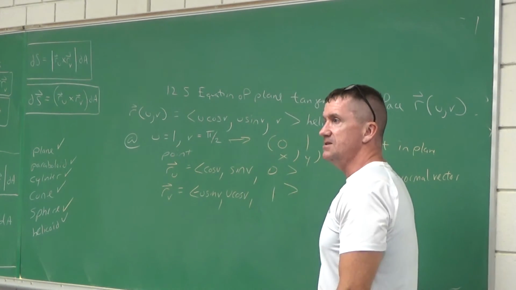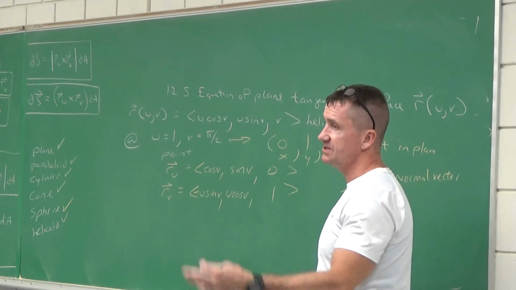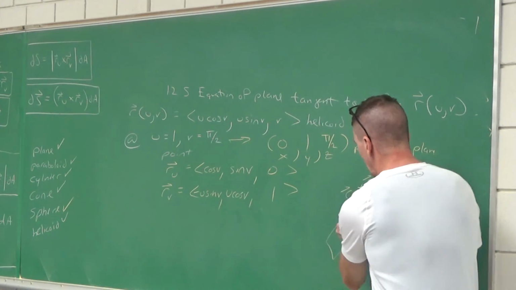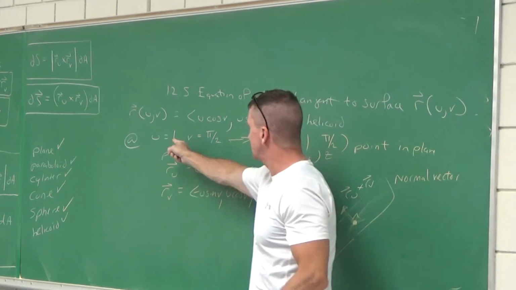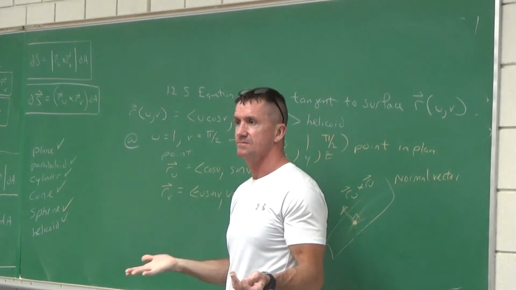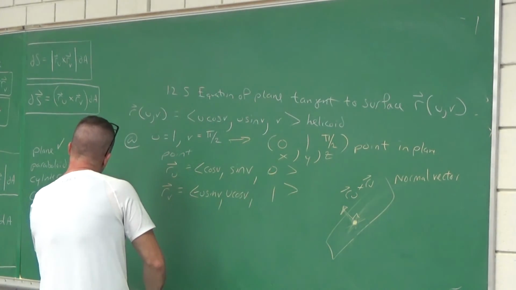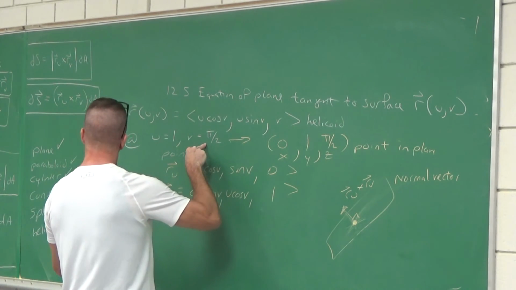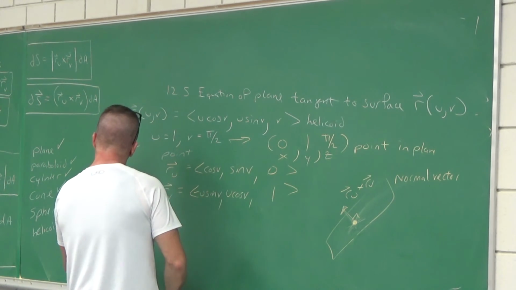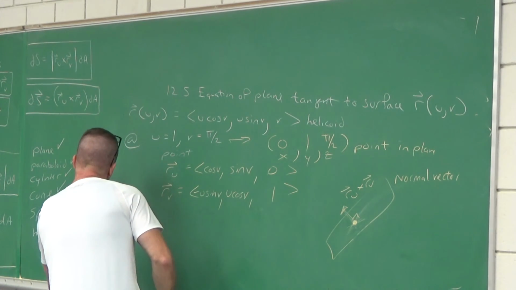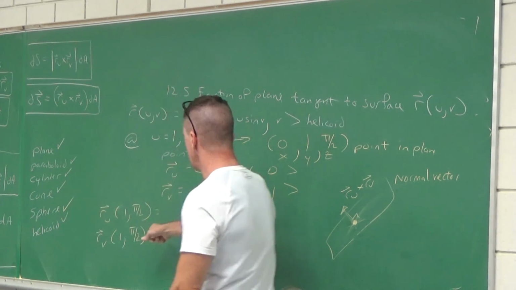So all we have to do is cross these vectors and then substitute the point, right? Now this is up to you. I think it's easier because it's at a point to substitute the values in here first and then cross them. So you get numbers. Does that sound good? So that's what I'm going to do. Let's find R sub u at 1 comma pi over 2, and R sub v at 1 comma pi over 2. What I mean is, let's substitute these, then we'll take the cross product.